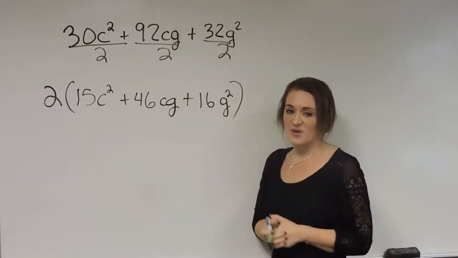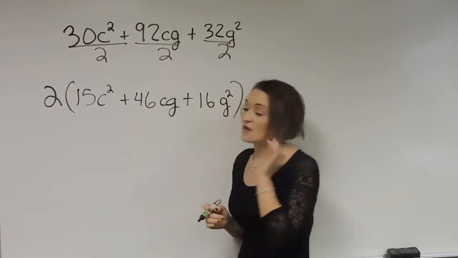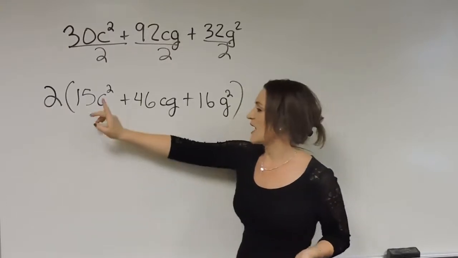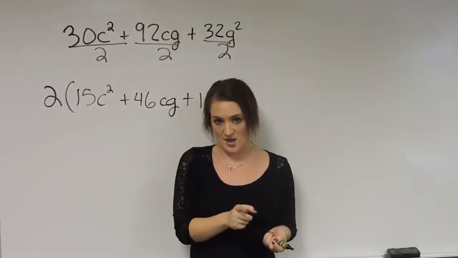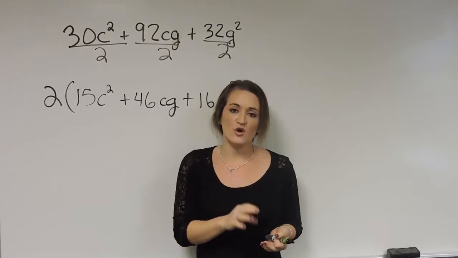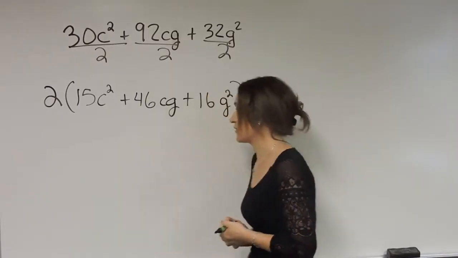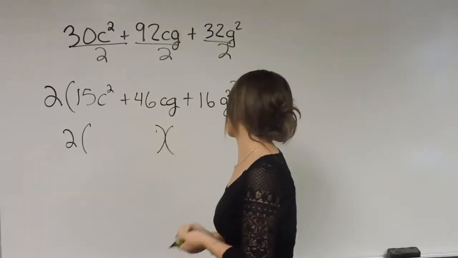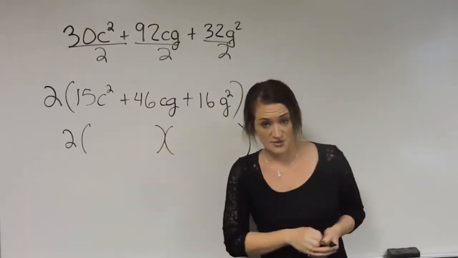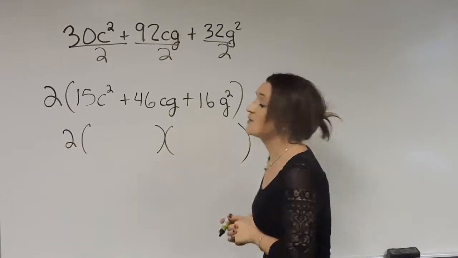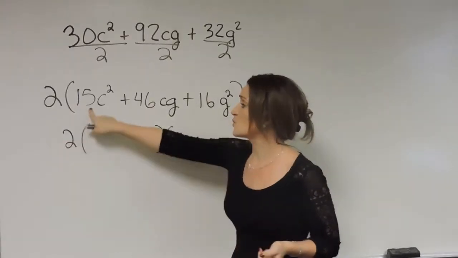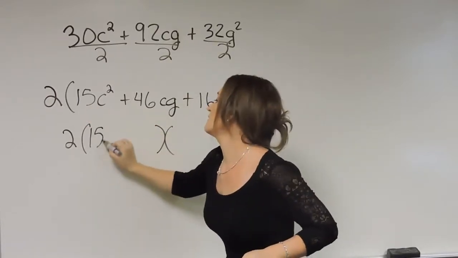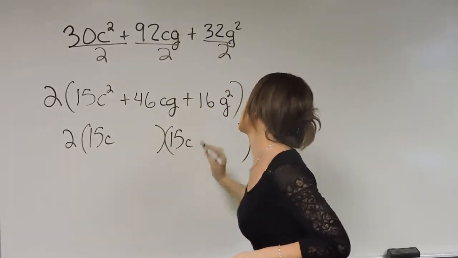Now that we've gotten rid of the greatest common factor, now we can focus on factoring this problem here. And because we have a trinomial that has a leading coefficient that is not 1, I am definitely going to use no fuss factoring for this problem. So what I'm going to do is drop down the 2. I'm going to draw my parentheses, and I'm going to get started on factoring this thing. So when it comes to no fuss factoring, the first thing that we do is repeat the first term twice. This 15 here, so I'm going to put 15c, 15c.